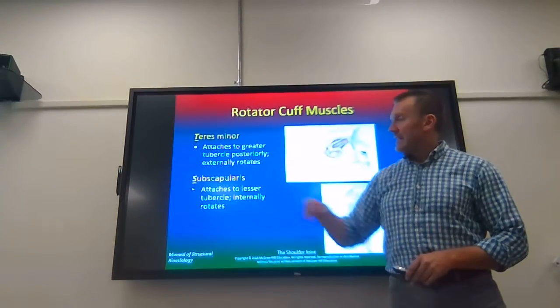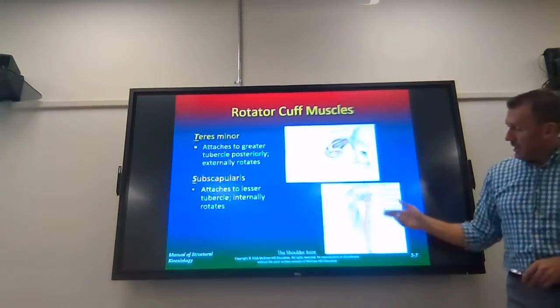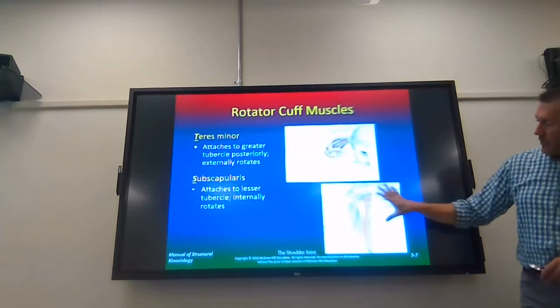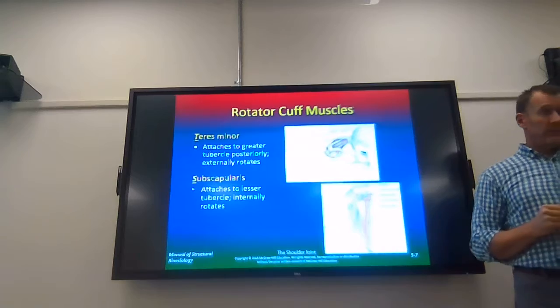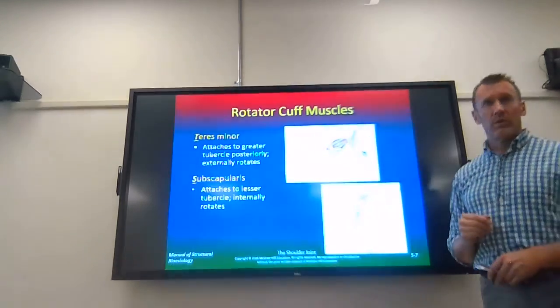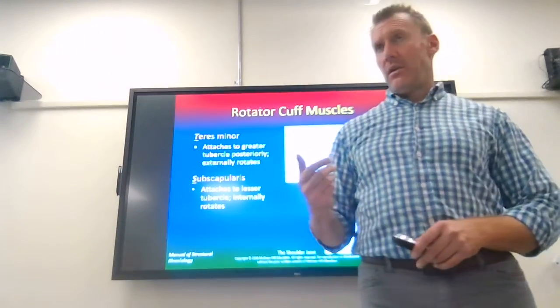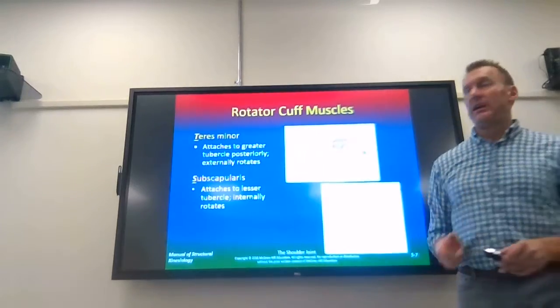Subscapularis, so that's the anterior part. So we can see the anterior part here with the rib cage removed, and that's an internal rotator. So that would work with the pectoralis major and the lats internally rotating the shoulder.